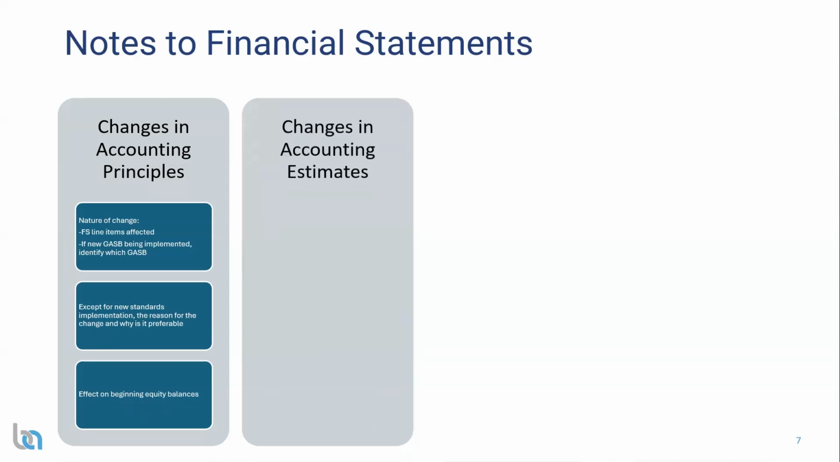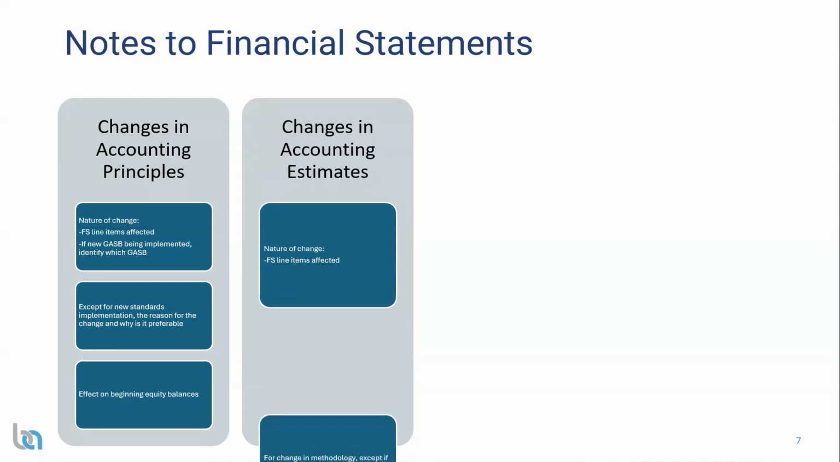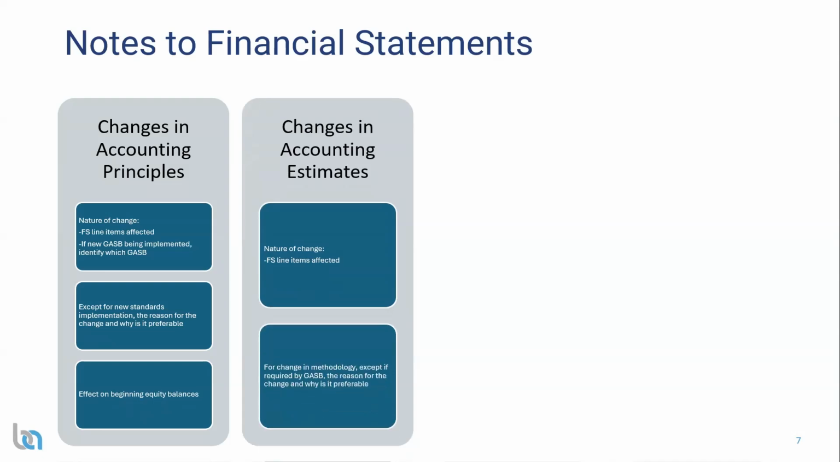As for accounting estimates, again, nature of change, financial line items that are being impacted. Only for a change in methodology, except as required by GASB, you have to specify the reason why you're changing the methodology, why this makes the numbers more understandable, reliable, timely, and so on. If there's a change in methodology because that's what GASB is prescribing, then obviously you don't have to specify why you're making the change.